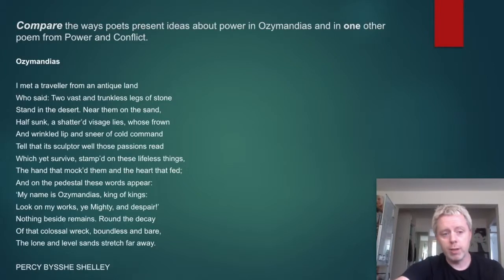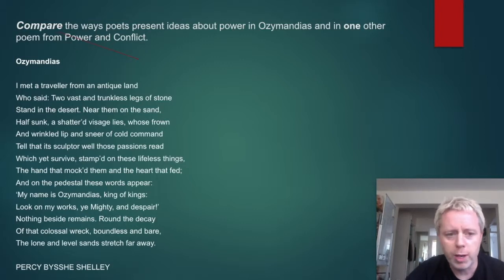Okay, so what does the question look like? Here's an example Power and Conflict question on the AQA paper. Compare the ways poets present ideas about power in Ozymandias and in one other poem from Power and Conflict. So remember, you'll have a printed poem and then you'll have to compare it to one of the other 14 poems on the anthology. Key words here, power, ideas about power.